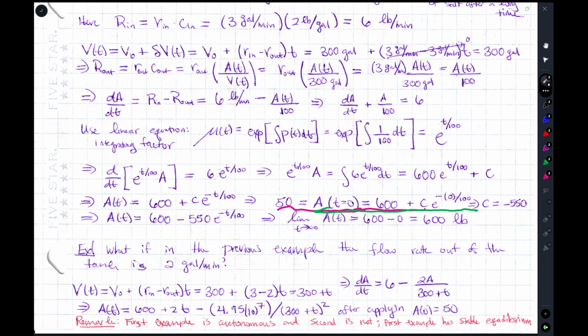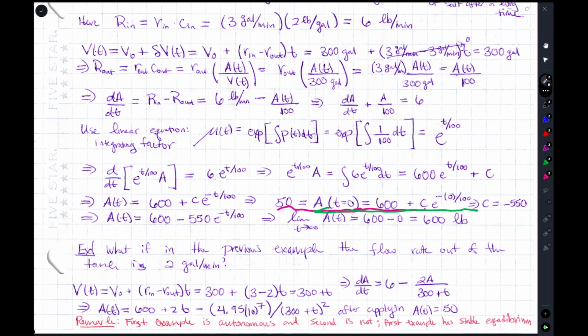And so you don't get that sort of asymptotic equilibrium solution that we saw in the previous example, which shouldn't surprise us because the first example is autonomous and the second is not. Above, the right-hand side only had A. Of course, A depends on t, but there's no explicit dependence on t. Here you do have this explicit dependence on t, and so the second example is not autonomous.